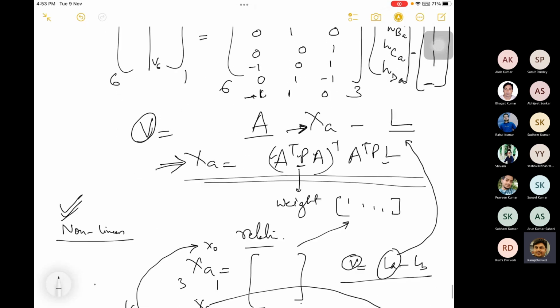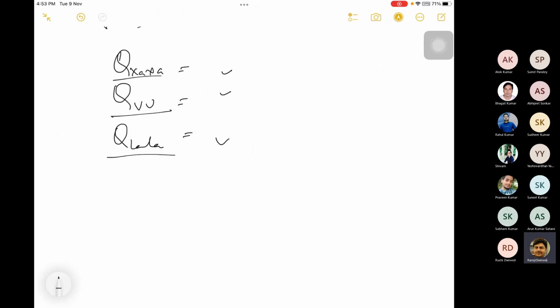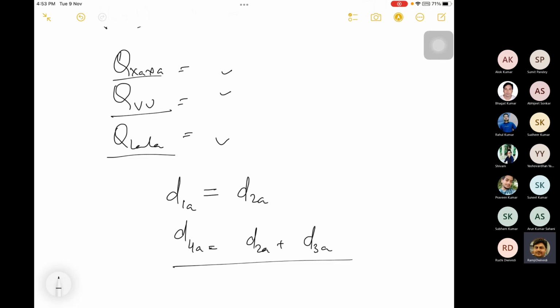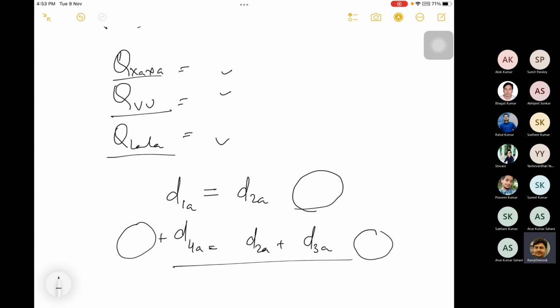Now, just like Sumit pointed out very clearly, in the previous two problems I made relationships like d1a is equal to d2a and d4a is equal to d2a plus d3a. So he also tried to form those relationships, just because I explained it in this manner in the previous two problems, but there are no observations on these sites in addition to it.